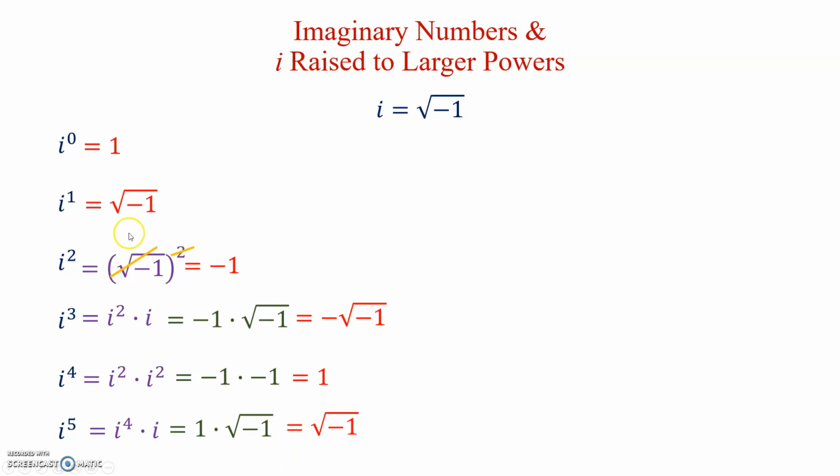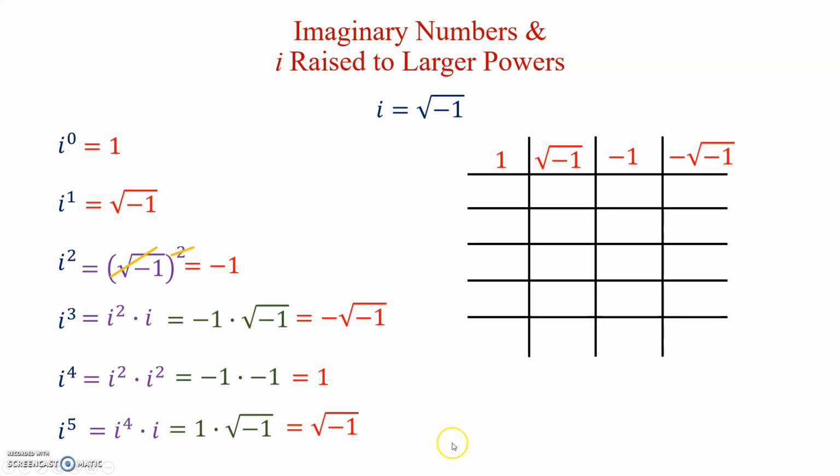So I'm convinced that this sequence does start to repeat. So essentially, there are only 4 values in this cycle that repeats: 1, the square root of negative 1, negative 1, and negative square root of negative 1. So what I'm going to do is create a little grid and see how we can develop a pattern to find out larger powers. So in each one of these, this will represent the exponent. i to the 0 equals 1.